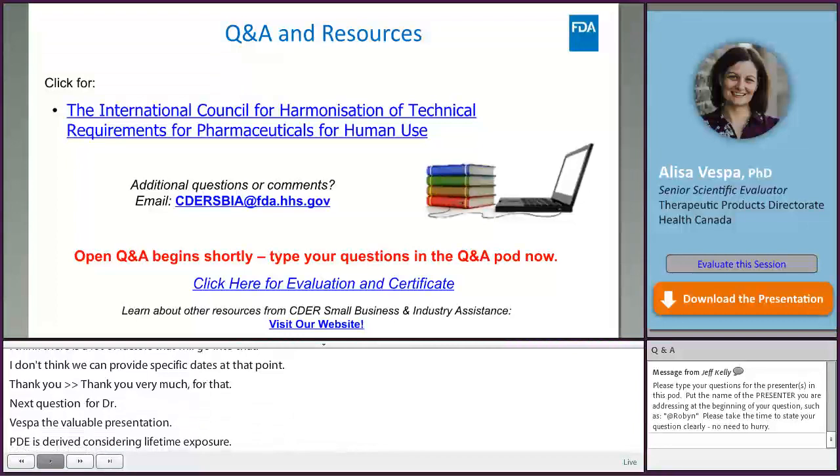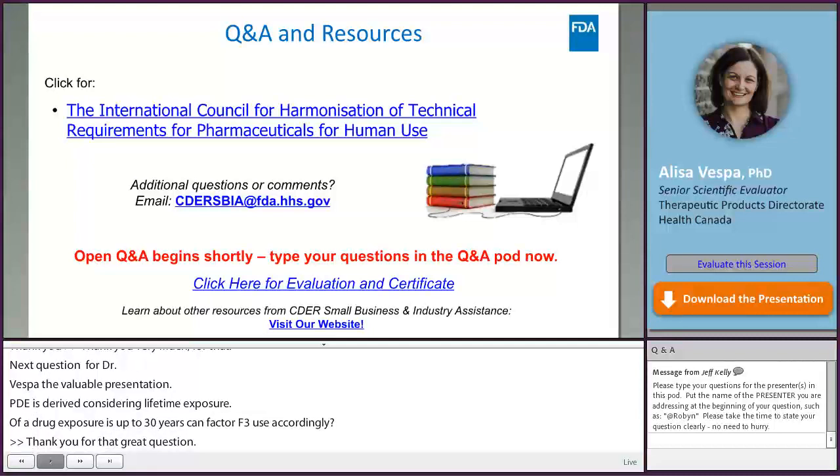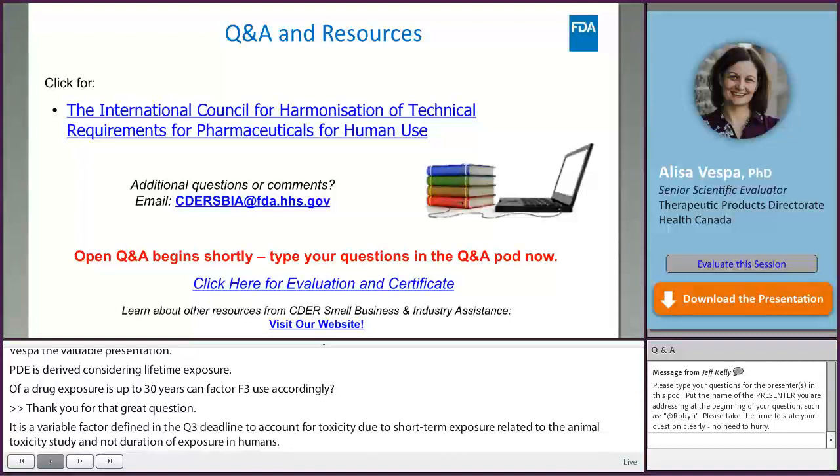Thank you for that great question. So factor F3 is a variable factor defined in the ICH-Q3C guideline to account for toxicity due to short-term exposure related to the animal toxicity study and not duration of exposure in humans. So for example, if the PDE is derived based on a 6-month study in rodents, a factor of 2 is used. Whereas if a 3-month study is used, then a factor of 5 is applied. So it's not related to duration of exposure in humans.